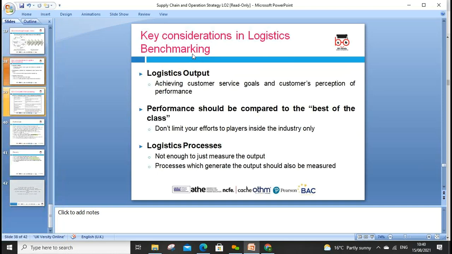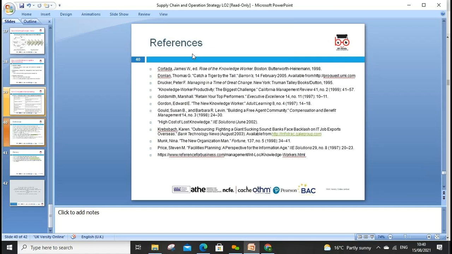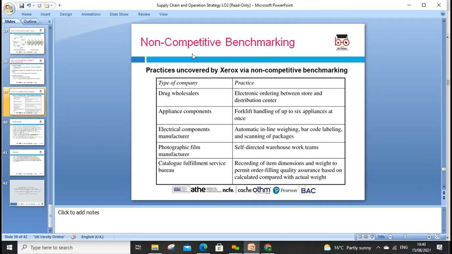Okay, then the key consideration in logistics output is that performance should be measured against best class logistic processes, and the types of companies, and various companies apply this competitive benchmark. Okay, that's how we can look around at the various benchmarks. A benchmark you can draw, but it should be realistic, and then against it we can measure the performance.